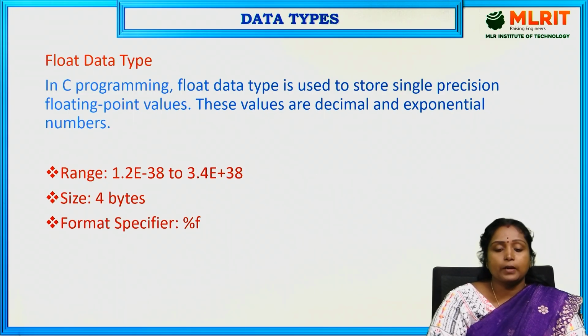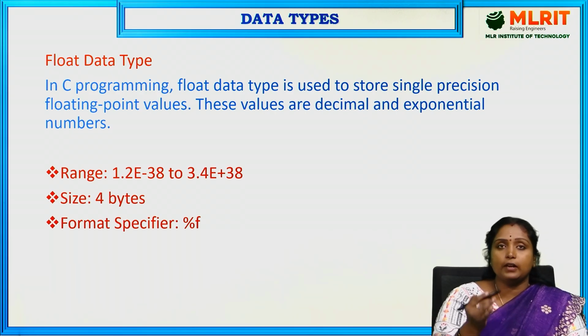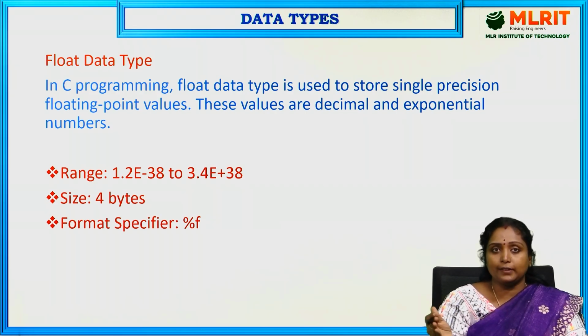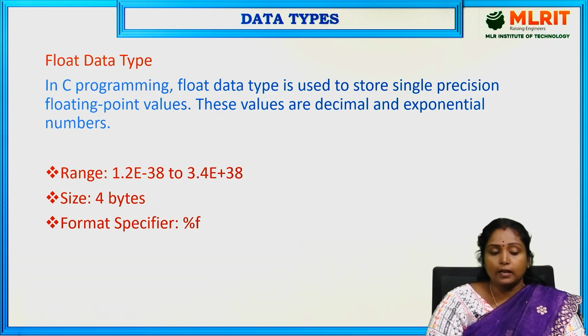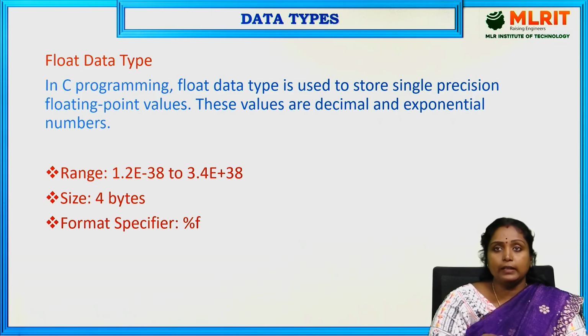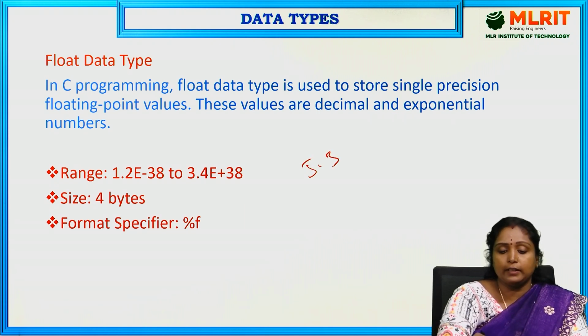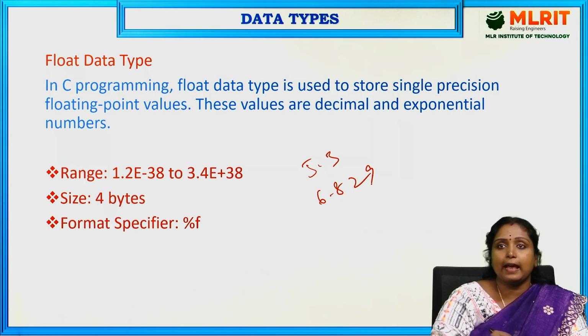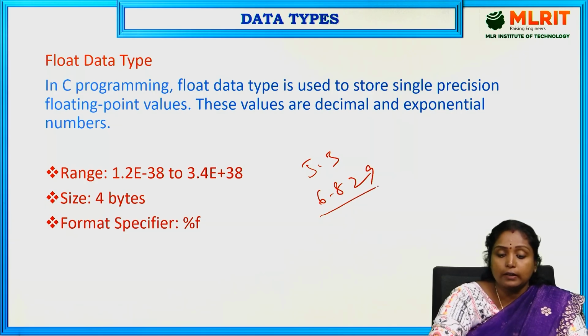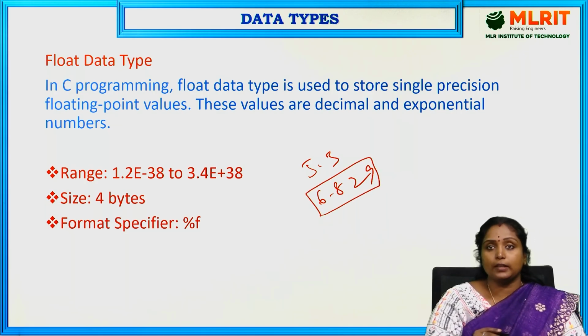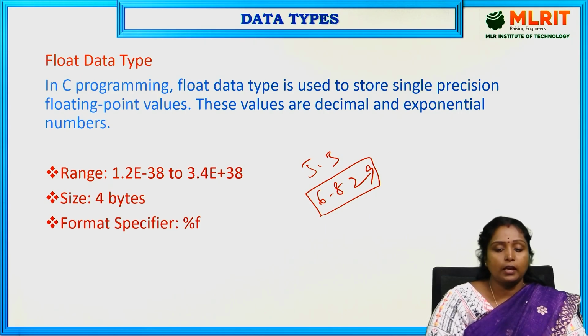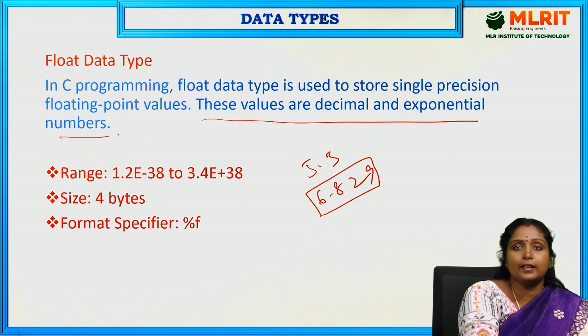Floating data type. We already saw integer data types only store integer values like 1, 2, 3, 4, 5, 6, positive, minus 1, minus 2. There are no decimal points here. But the float data type will store single precision floating point numbers like 5.3, 6.829. In order to store these values in a variable, you have to use the data type float. These values are decimal and exponential numbers.